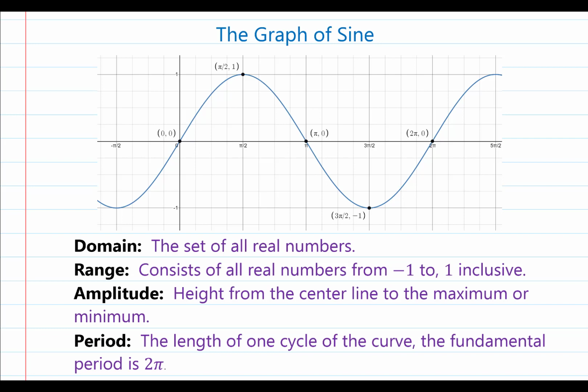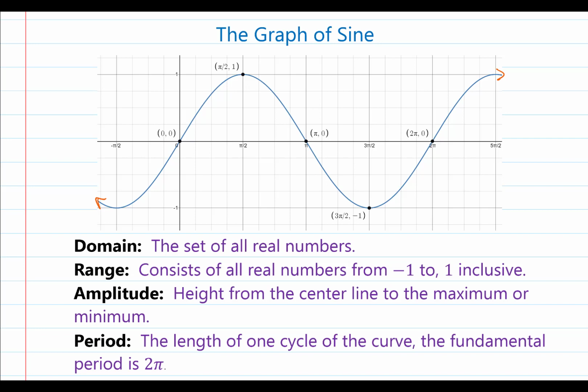So first, what we notice is that the domain is the set of all real numbers. Now, I know that I have a certain window here, but it is supposed to be indicated that this does go to positive infinity and negative infinity, so we would include arrows to indicate that. So the domain is the set of all real numbers.